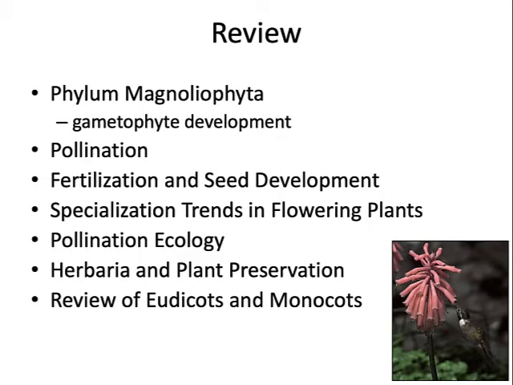All right, that's our review of all things angiosperm. We've now learned about all of the anatomy and morphology of both the gametophyte and the flowers themselves. We've talked about pollination versus fertilization, specialization trends, pollination ecology, herbaria, and a quick review of the dicots versus the monocots. That's it for this lecture today.